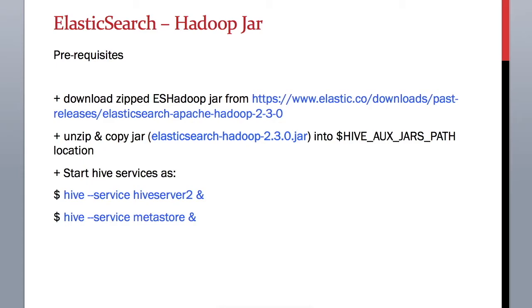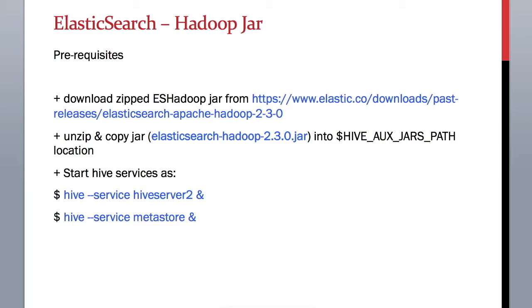Elasticsearch also provides a jar for easy integration between Hadoop systems and Elasticsearch. And that jar we can download from the Elasticsearch website using the URL on the screen. Once you download this jar, copy it into the Hive auxiliary jars path.